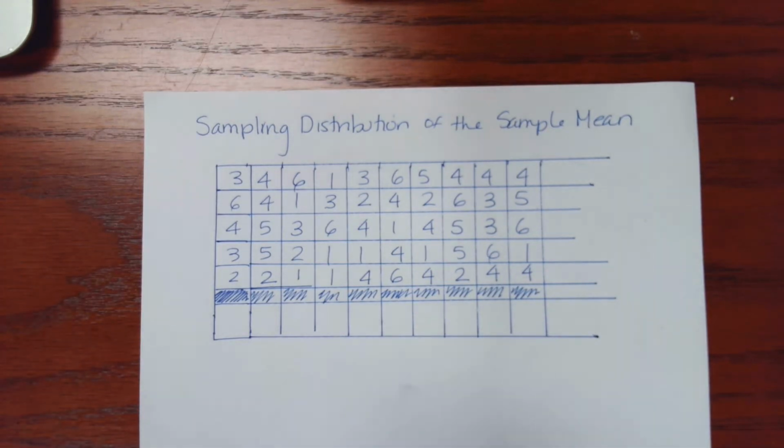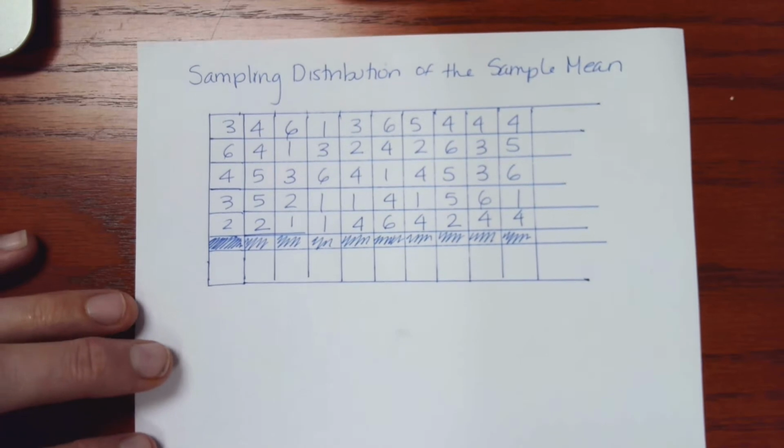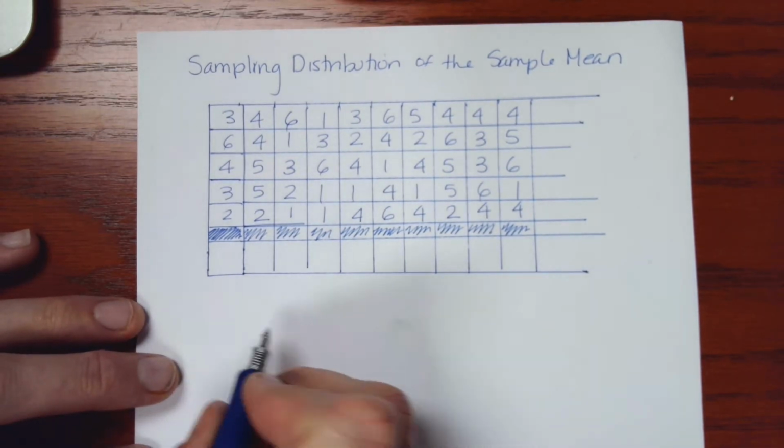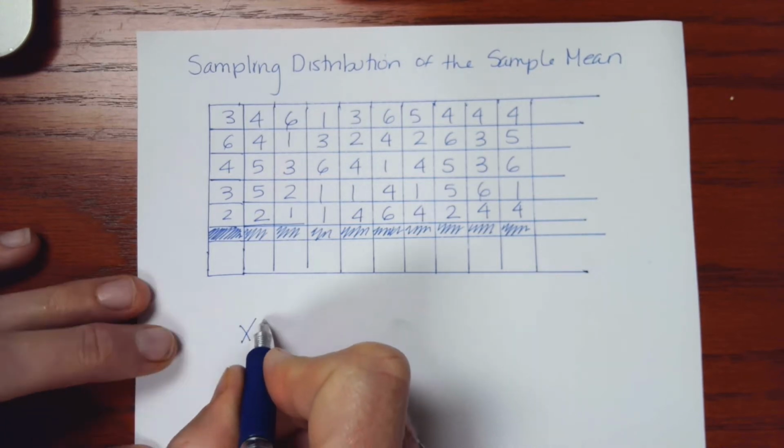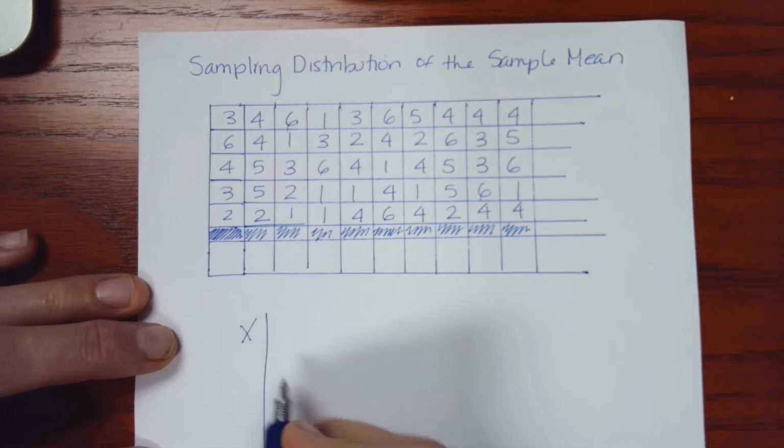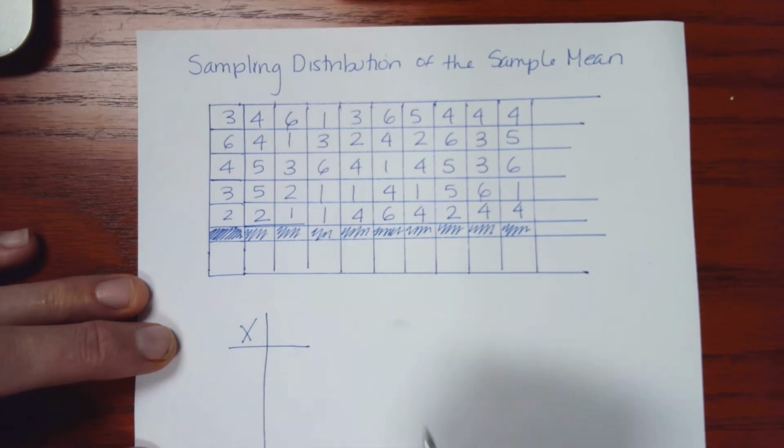Hello, in this video I'll be discussing the sampling distribution of the sample mean. And so I want to start out with a little motivation for this topic. And so let's review a random variable that I'm going to call x that has a value that's determined by the roll of a die.